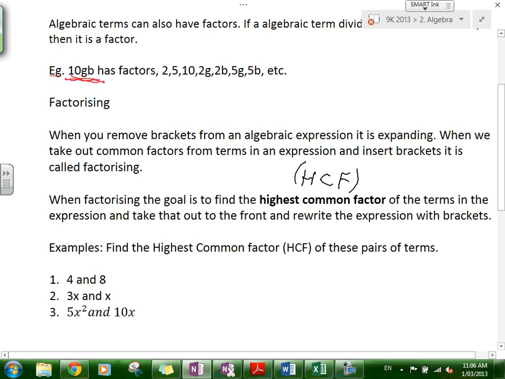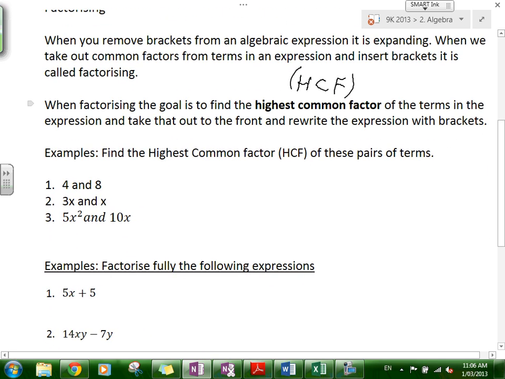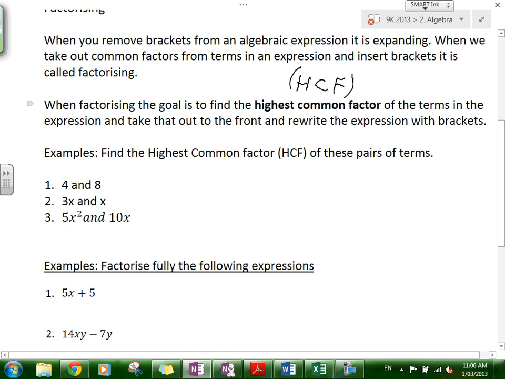Alright, so if you come back to this, and I go up here. Now, find the highest common factor of these pairs of terms. So the first one, you've got 4 and 8. What's the highest common factor? What's the highest number that goes into 4 and 8? 4. Because 4 divided by 4 is 1, 8 divided by 4 is 2. So the answer is 4 for this one.